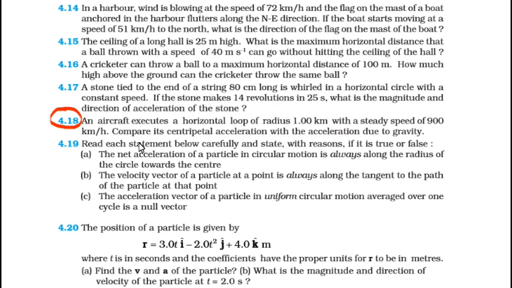Now we'll move to question number 4.18. An aircraft executes a horizontal loop of radius 1 kilometer with a steady speed of 900 km per hour. Compare its centripetal acceleration with acceleration due to gravity.